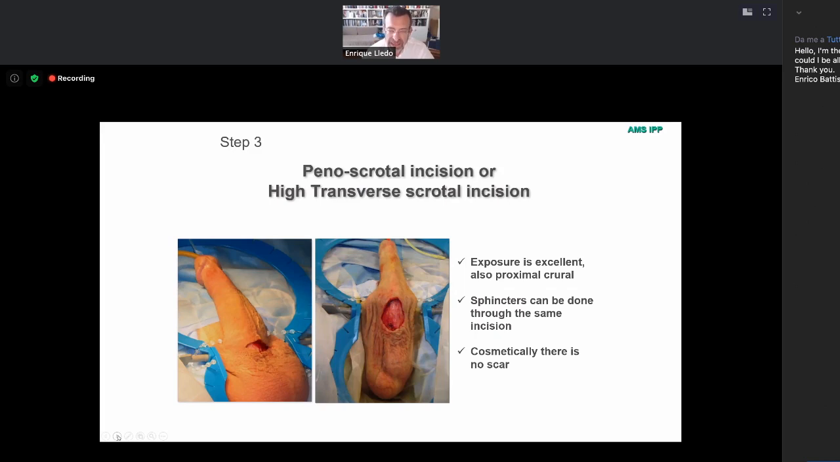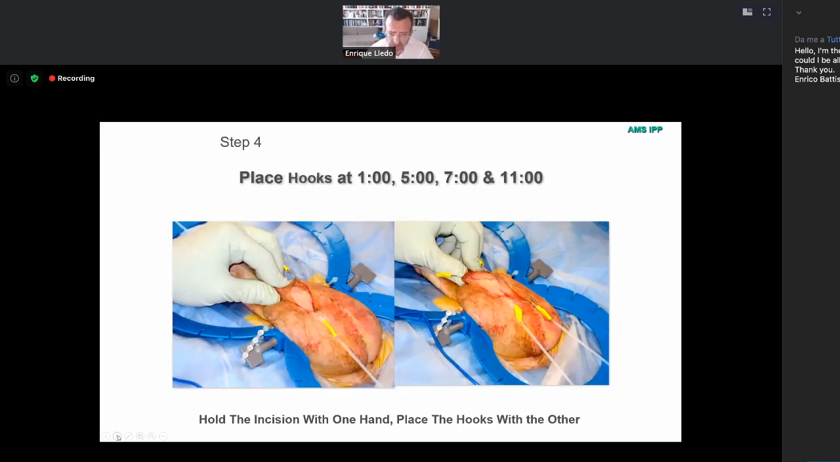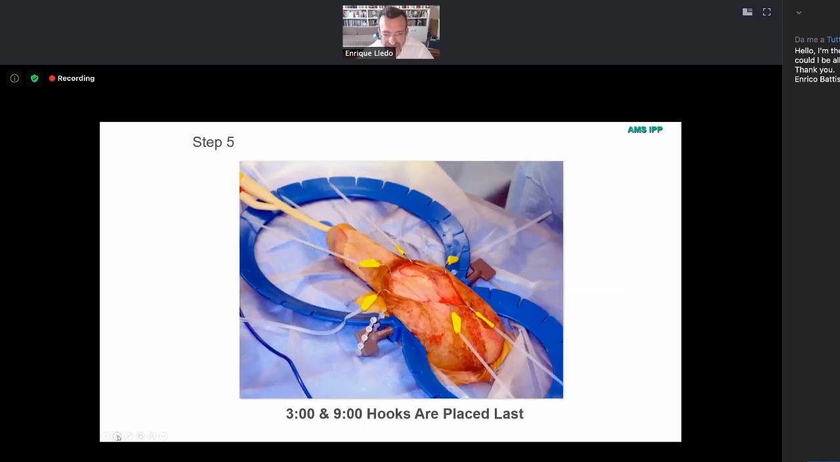We go ahead. The hooks of the retractor, next slide please, must be placed in this way. I mean 1, 5, 7, 11, and 3 and 9. This is the correct position.